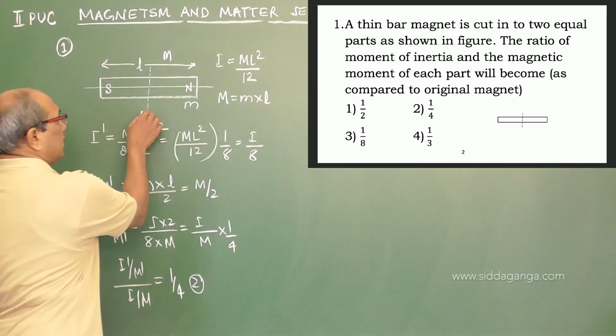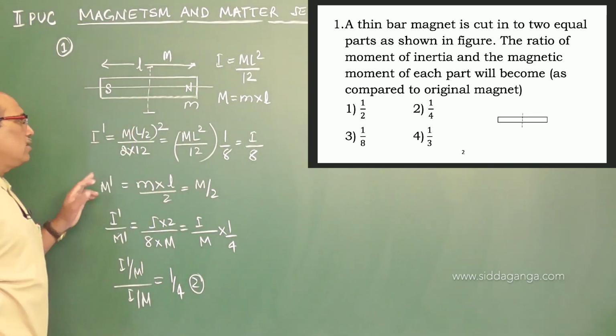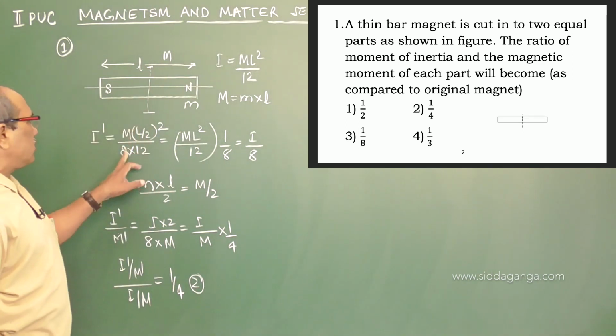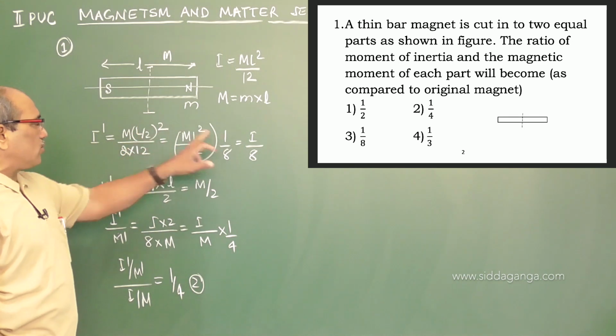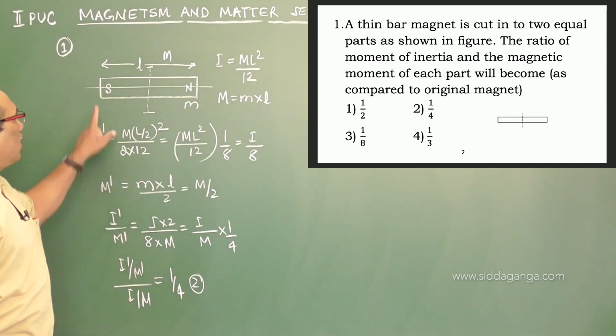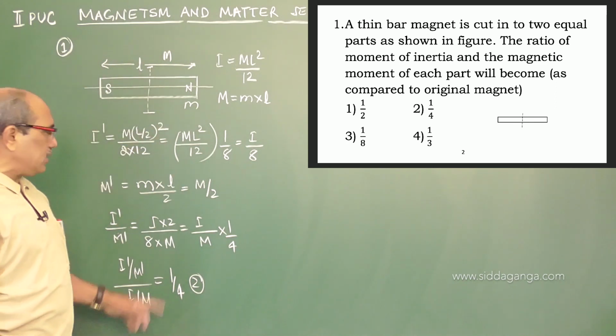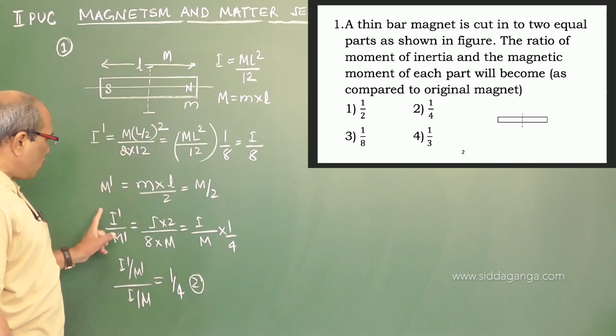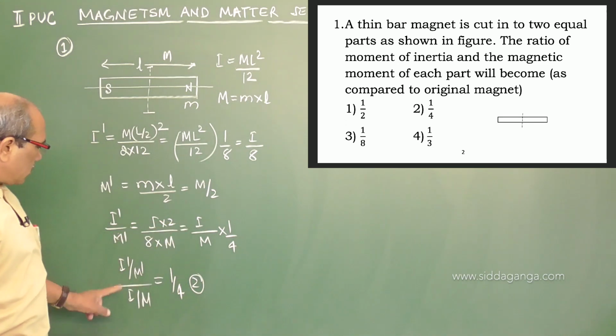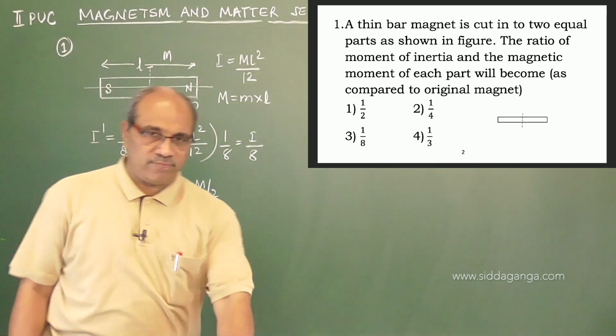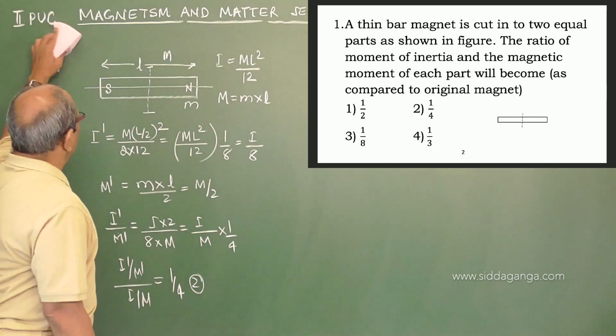So here magnet is cut into 2 parts, where the moment of inertia, mass decreased to 2 times, length decreased to 2 times, made I by 8. And pole strength is not changing when you cut perpendicular to the axis, but length decreased, moment decreased to 2 times, and ratio gives 1 by 4. Coming to the question number 2.